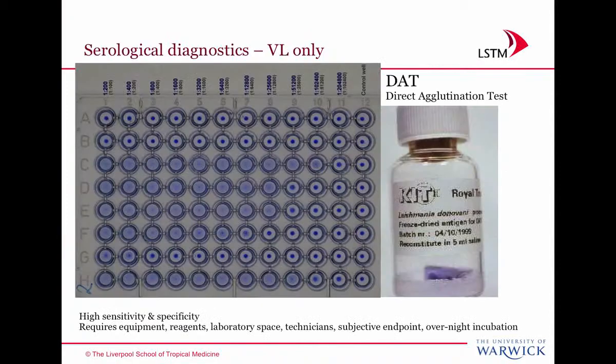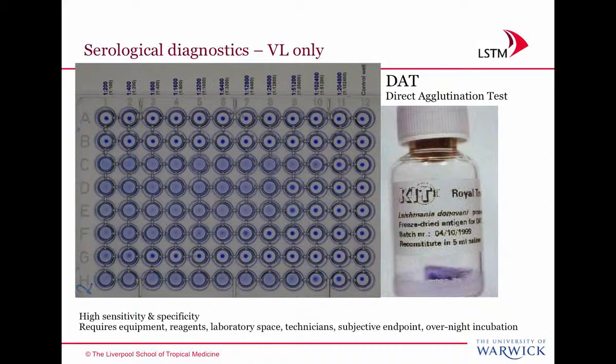There are serological tests available, and this is the direct agglutination test, which we used to produce in Amsterdam in the Royal Tropical Institute, where I've just moved from. And this does require some technical skill. You clearly require a microtiter plate.